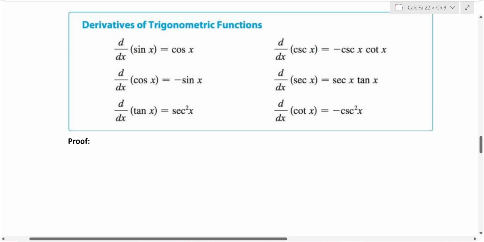And they're all listed here for your convenience. The derivative of sine x is cosine x, and the derivative of cosine x is minus sine x. We can kind of see that from the graphs. We also did the proofs of them in class a couple weeks ago.